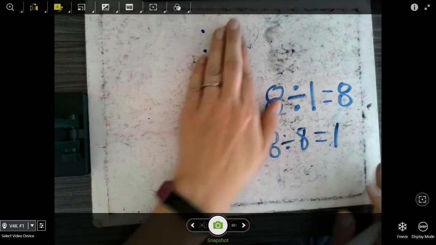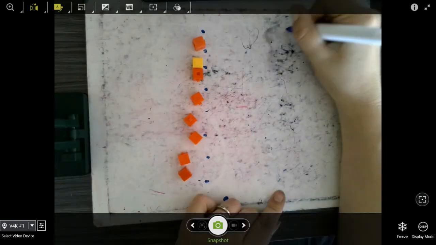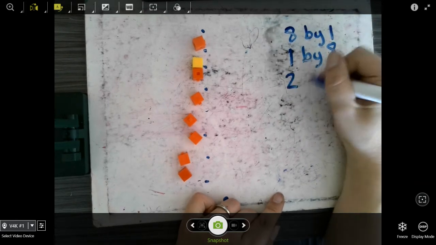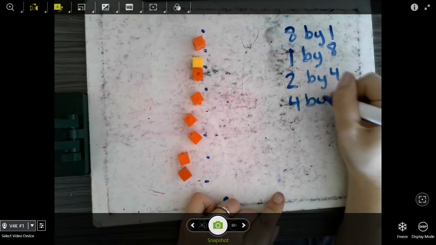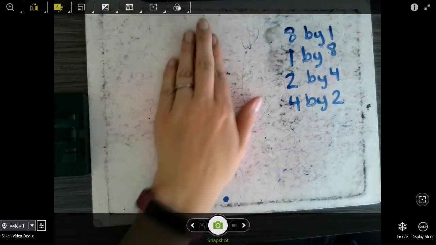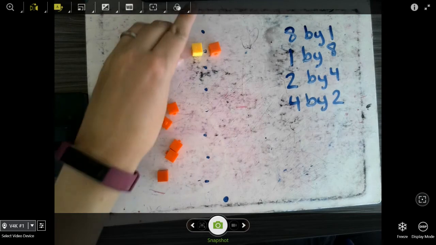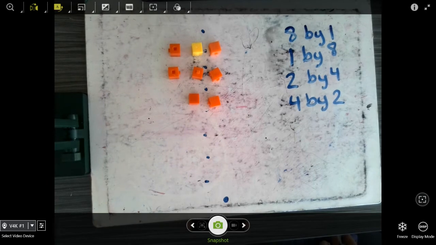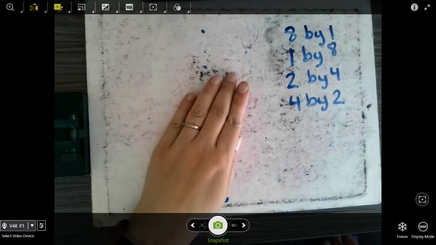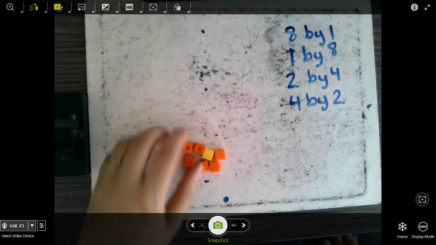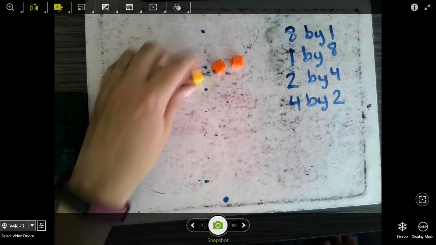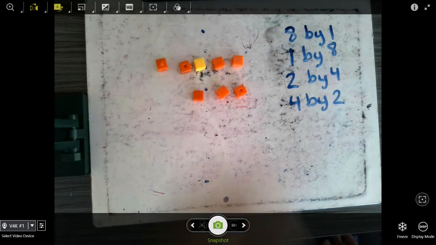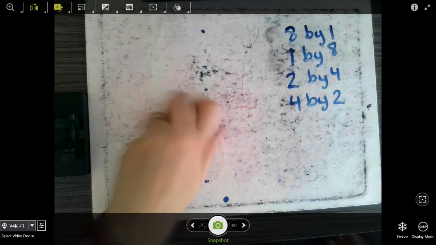All right, another way is we've done 8 by 1, we've done 1 by 8, we've done 2 by 4, we've done 4 by 2. Is there another way that we could do this? Could we do it in groups of 3s for an array? Let's find out. 1, 2, 3, 1, 2, 3, 1, 2. Oh, they are not equal groups. You can't do it by 3. We know we can do it by 4 because we already did 2 by 4. Can we do it by 5s? 1, 2, 3, 4, 5. 1, 2, 3. Are they equal groups? They are not equal groups. Those are the only ways we can do it for this one.